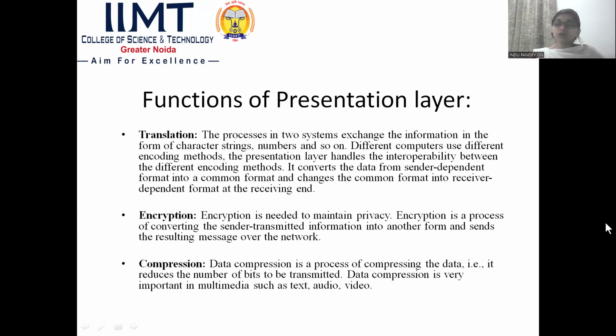Compression is the process of compressing the data, that is, it reduces the number of bits to be transmitted. Data compression is very important in multimedia, which means that we have to compress the data so as to reduce the number of bits, and it reduces the file size.